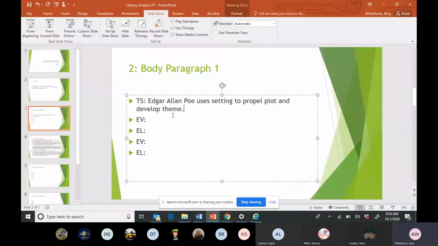So that means that our evidence should be focused on setting, and then our elaboration should explain how our evidence is moving the plot forward of the story and how our evidence is also developing theme.